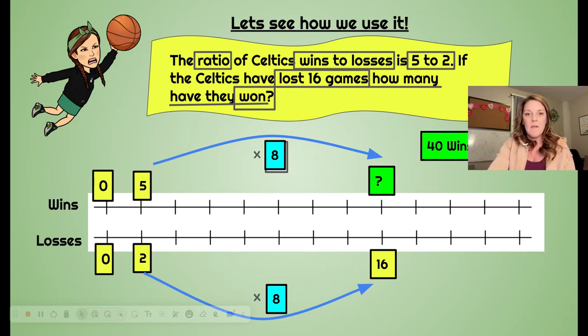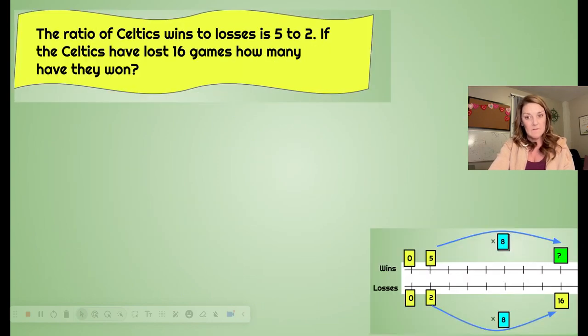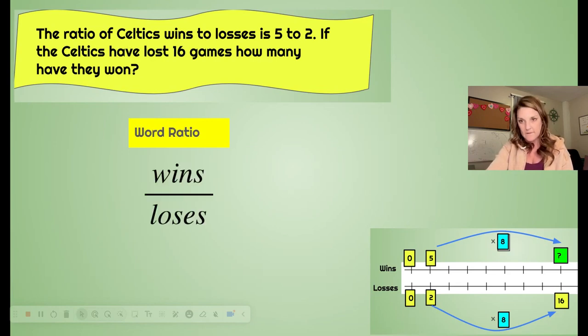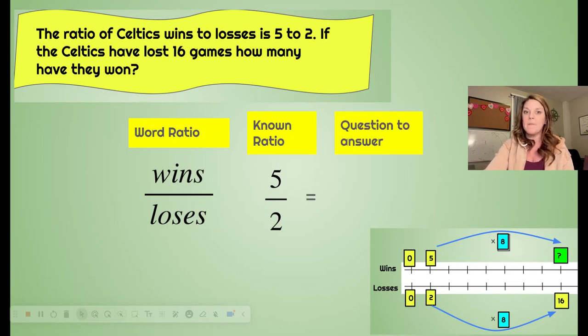All right. Another way that we can think about this, and I put my double number line here in the corner for us as a visual, but if we want to set up a proportion for this, I like to start with something I call the word ratio. So when I look back at my Celtics word problem, I know I'm talking about wins to losses. Then I make sure I match up my known ratio, my 5 with my 2. And the question that I need to answer, I know there's 16 losses. I don't know how many wins there are.